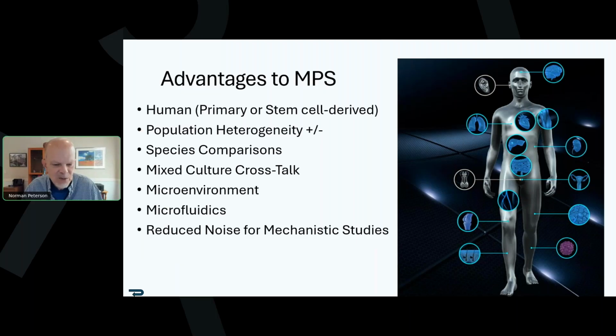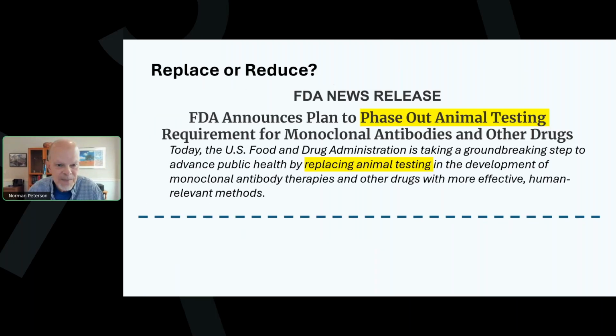The other thing is too, we're simplifying the system. We're taking it out of context. In most cases, you can't put in all of the cells that are involved in an in vivo system, so you can ask mechanistic types of questions without getting interference from the whole animal physiology. So those are some of the advantages. And with these advantages, the FDA has come out and said, we can use these, and what we're going to do is encourage the use of these to phase out animal testing.